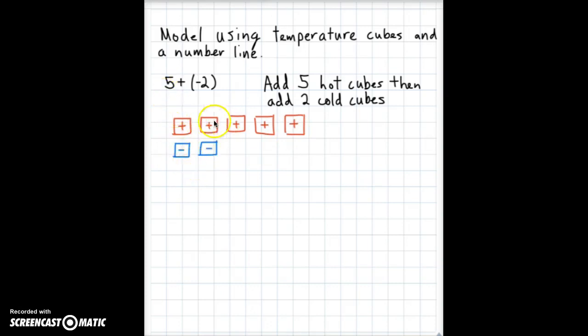And we can see from this picture that here is a pair of 1 positive and 1 negative, which makes a 0 pair. So 1 positive and 1 negative is a 0 pair, and that happens again. This hot cube and this cold cube make a total change in temperature to be 0, and it happens again here. And what's left? These 3 hot cubes. So the sum of 5 and negative 2 is positive 3.